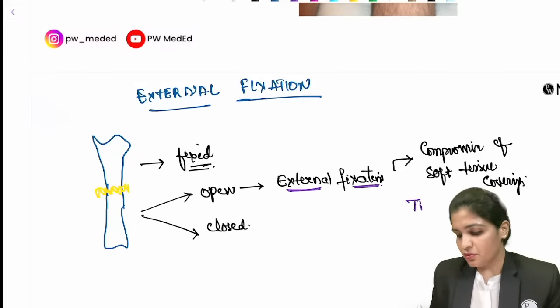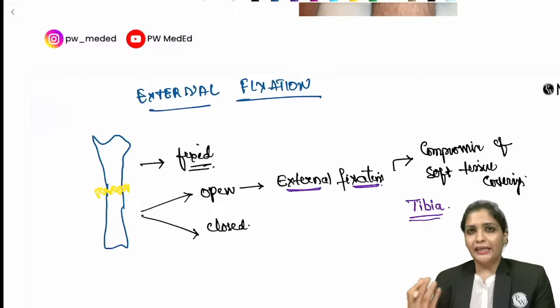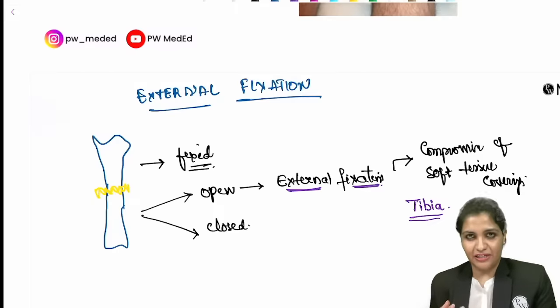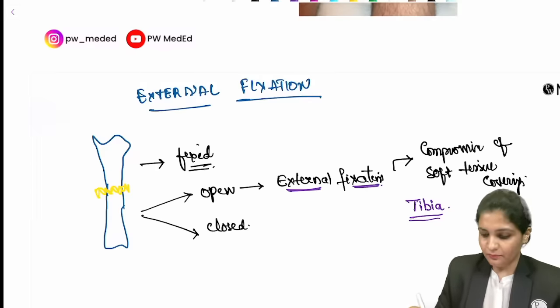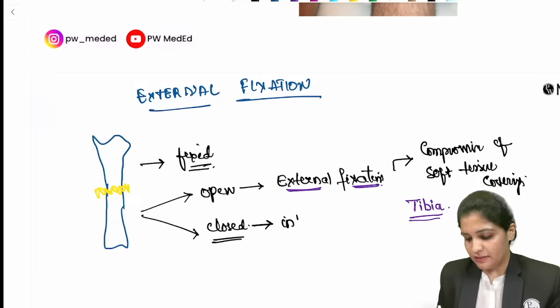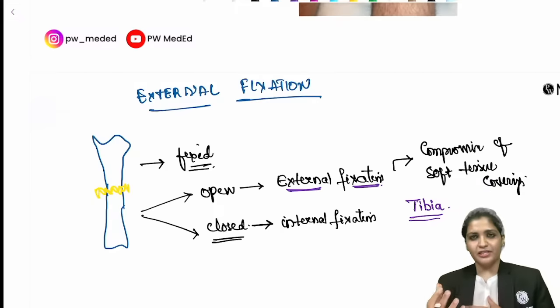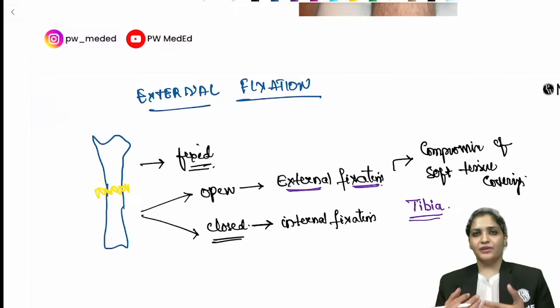Example, your tibia bone. Whenever there is a compound injury or open injury over the tibia, because the tibia is supposed to be the most subcutaneous bone, usually in the tibia we go for external fixation if there is a compound injury. In case of closed fractures, you can go for internal fixation, right? So this is the basis: external fixation is fixing the fracture from the outside, and internal fixation is fixing the fracture inside, directly onto the bone, right?